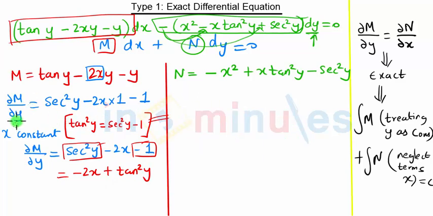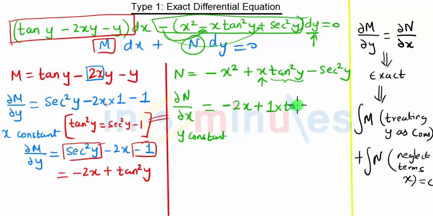After finding the partial derivative of M with respect to y, we will now calculate the partial derivative of N with respect to x. In this case, y will be constant. First we have minus x square, and the minus sign will remain as it is. The derivative of x square is 2x. Tan square y is constant, so it will remain as it is, and the derivative of x is 1, so 1 into tan square y. Sec square y is constant because y is constant, and the derivative of a constant is 0. If you modify this, we will get minus 2x plus tan square y.